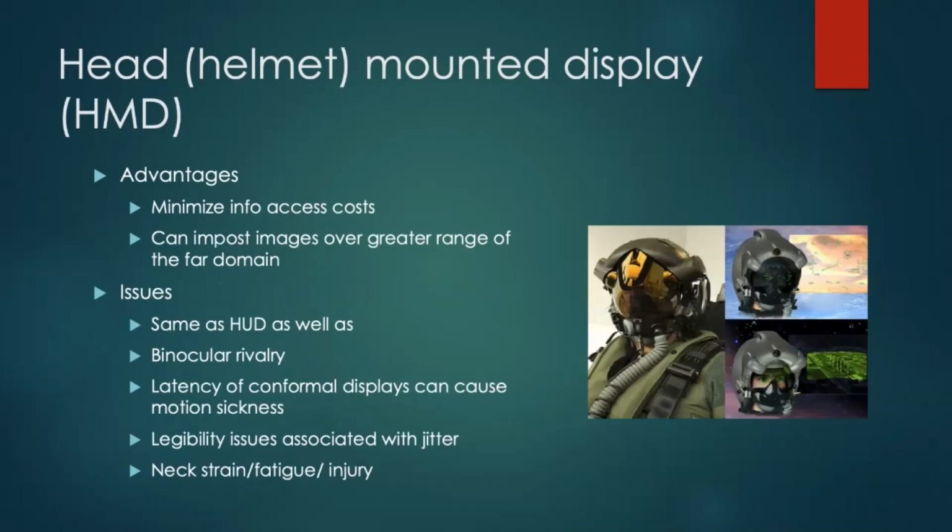And so, in addition to having it actually displayed on a window, you can have it mounted in a helmet. You're going to get a lot of the same advantages, including minimizing that information access cost. Can impose images over a greater range. But you have the same issues that you have with the heads-up display.